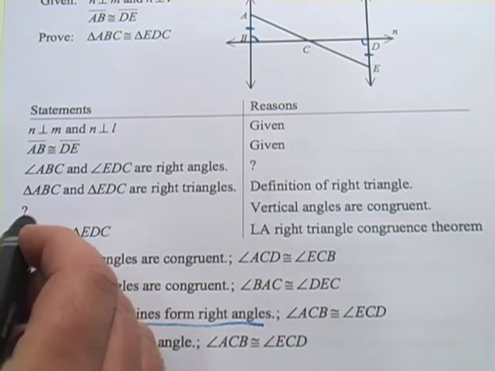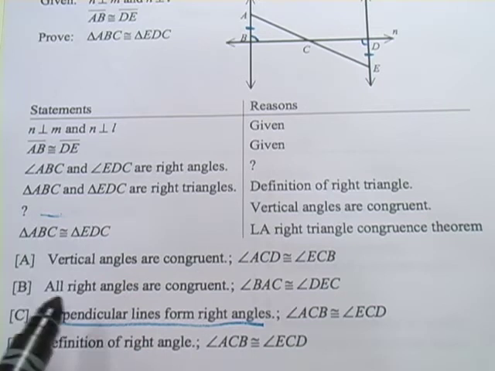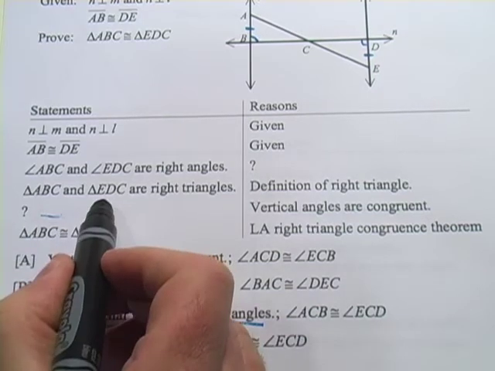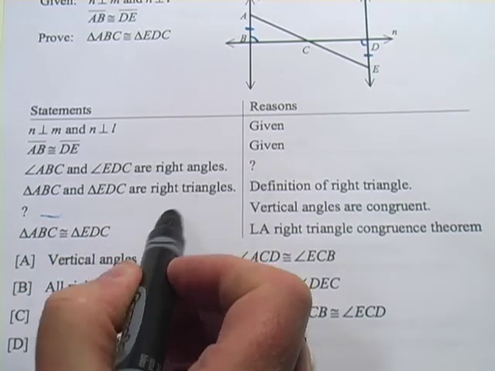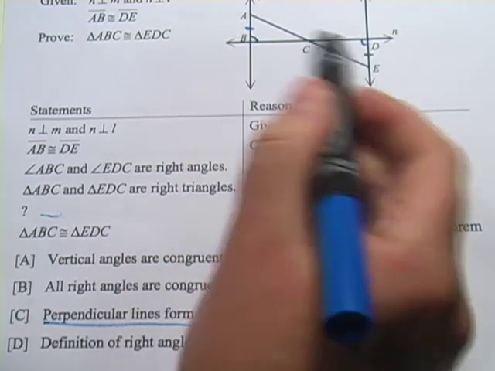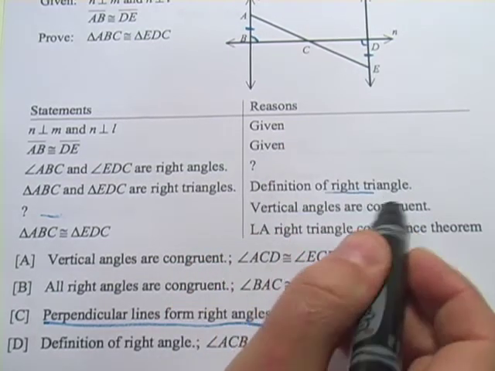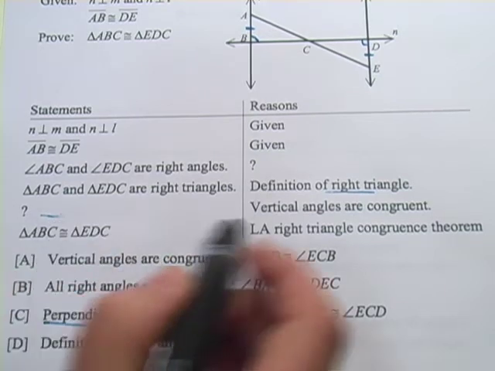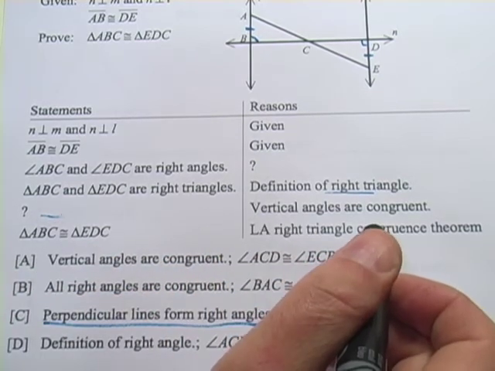And oops, looks like there's another section we have to get here. I didn't see that at first. All right, so let's move on. Triangle ABC and triangle EDC are right triangles. Well, that makes sense. We've just proven they have right angles in them, so that's from the definition of a right triangle. And then we have some missing statement, but the reason that goes along with it are vertical angles are congruent.